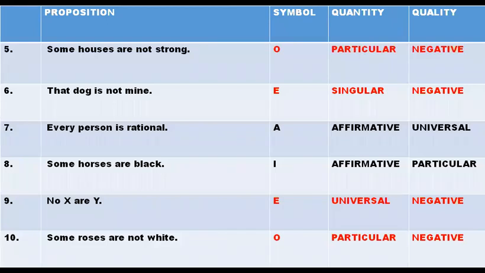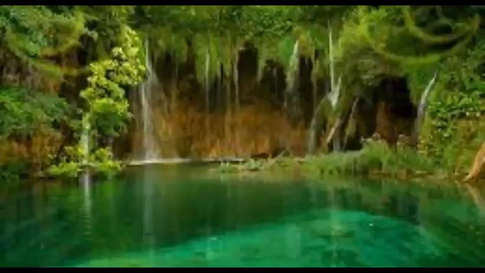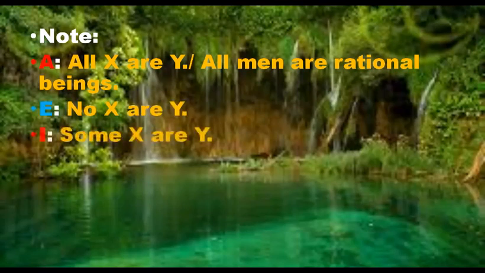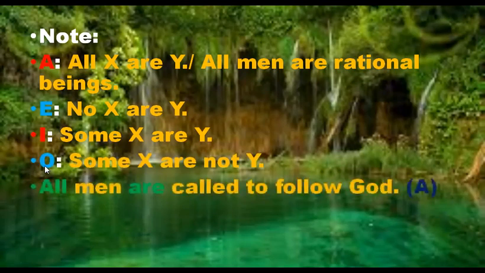The next proposition, some houses are not strong. You just go over it. No, it's there in your PDF. Note, all X are Y, universal affirmative. And then all men are rational beings, universal affirmative. Then universal negative, no X are Y. Ito mga symbolism dito eh. A particular affirmative, some X are Y, and then particular negative, some X are not Y.